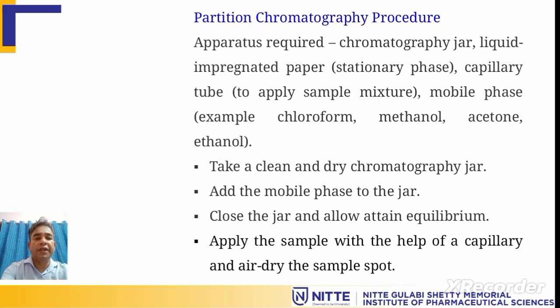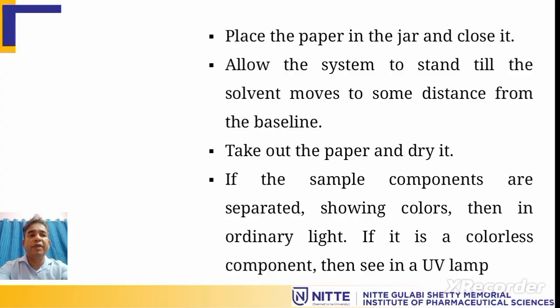that is called polarity. So what we do here, we take a clean and dry chromatography jar, add the mobile phase to the jar, close the lid and allow it to attain equilibrium. Apply the sample with the help of a capillary and dry the sample spot. If you don't dry it, there is a chance that the sample may go back with the solvent into the mobile phase, and you may lose your sample, which is already very small. So this is the procedure of how we carry it out.